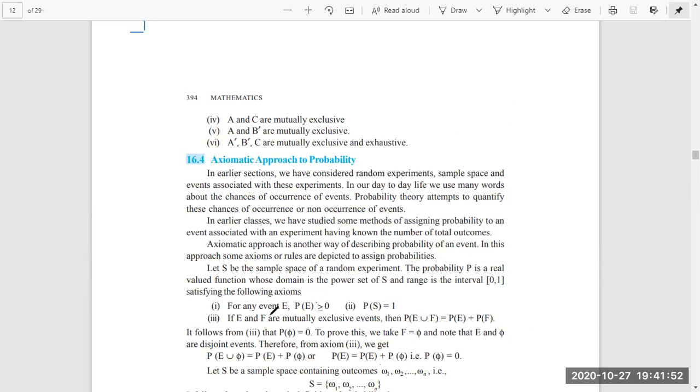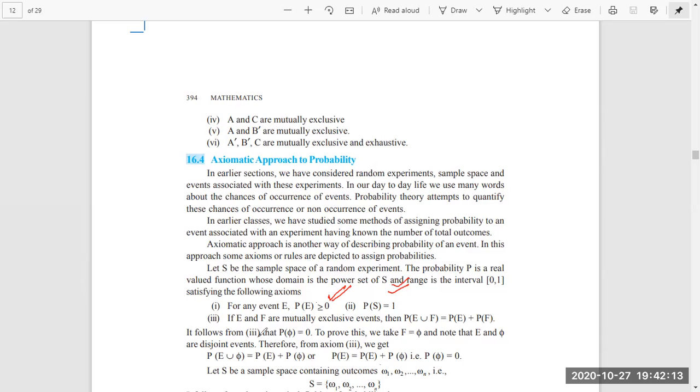There is an axiomatic approach. There are some rules: the probability of any event should be greater than or equal to 0, and the probability of the sample space is 1. Sample space means it contains all the events, so obviously numerator and denominator will have the same number of elements or points, so if you divide the same thing, you will get 1.